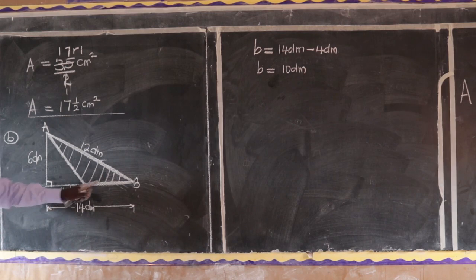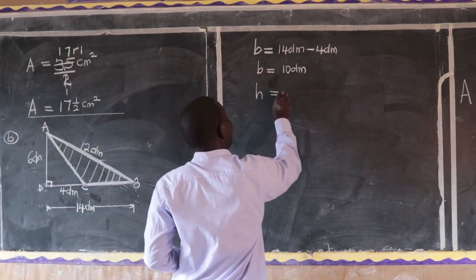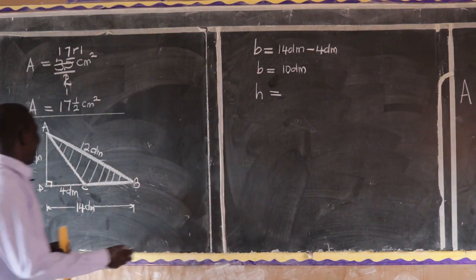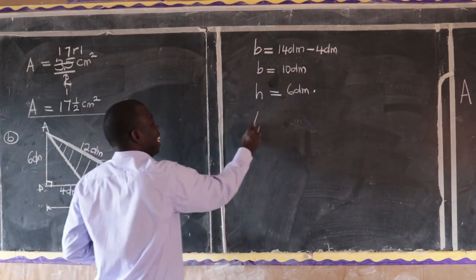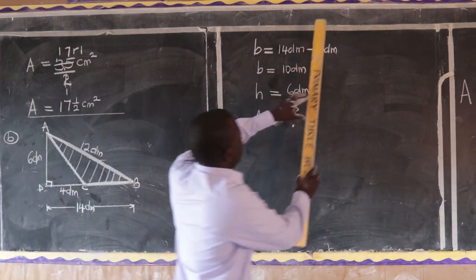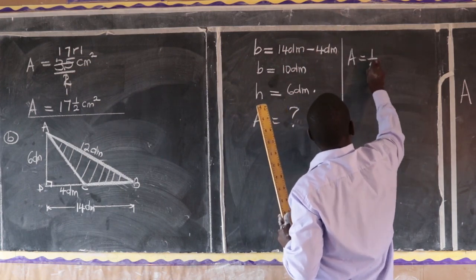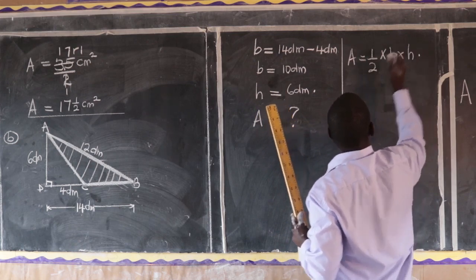Now, this is 10. When I add 4 plus 10, what do you get? 14. Good. The height is, can we say 12 decimeters? No, it is 6 decimeters. So the area is what is needed. Go ahead and say area. The formula is half times base times height.